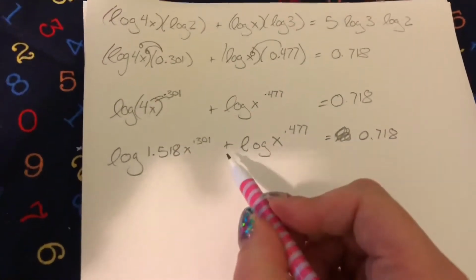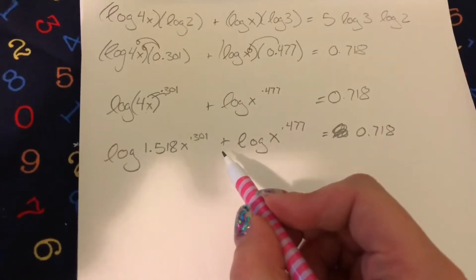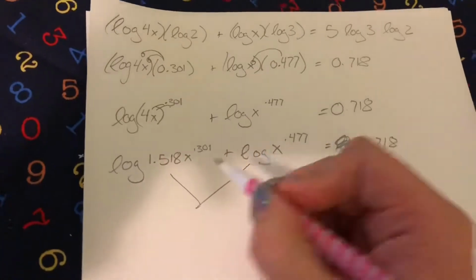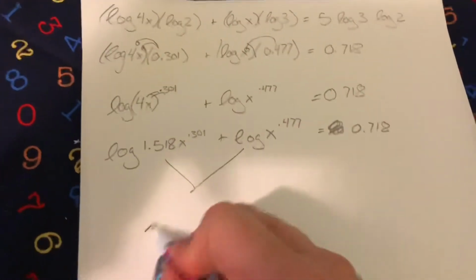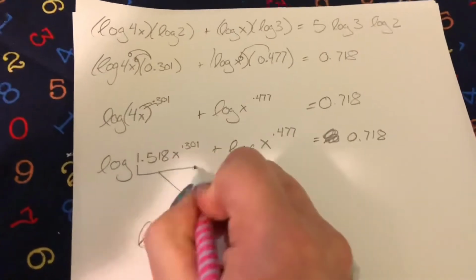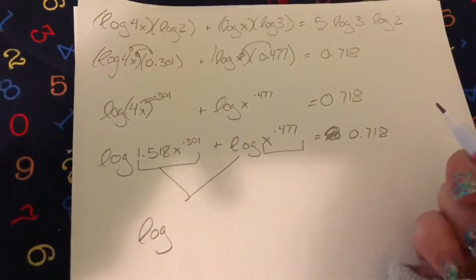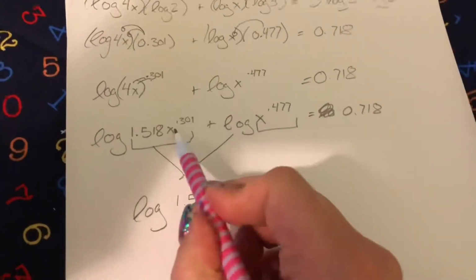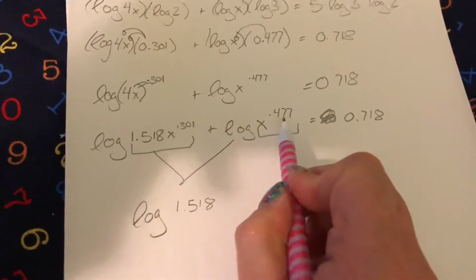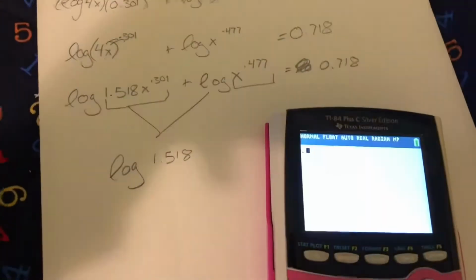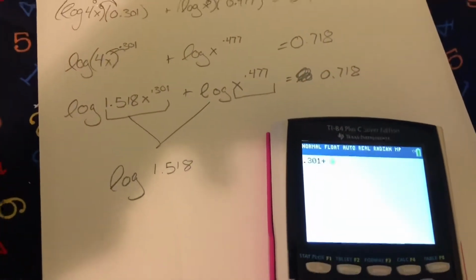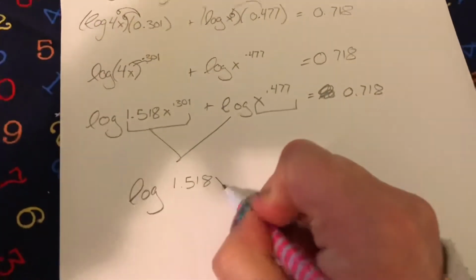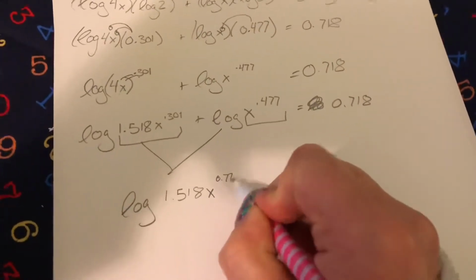Okay. And then I'm going to use the product property to combine these two logs into a single log. The product property says that I can combine logs that are being added together into a single log by multiplying whatever's in this spot here. So that's going to give me 1.518. And then when I'm multiplying variables together, I'm really adding their exponents. So I'm going to add the 0.301 to the 0.477, 0.778. So that's going to give me x to the 0.778.